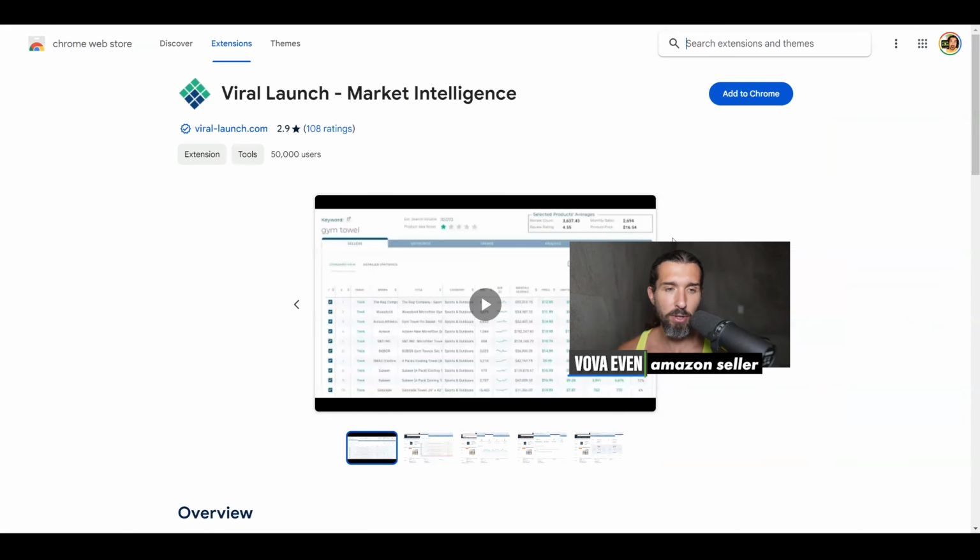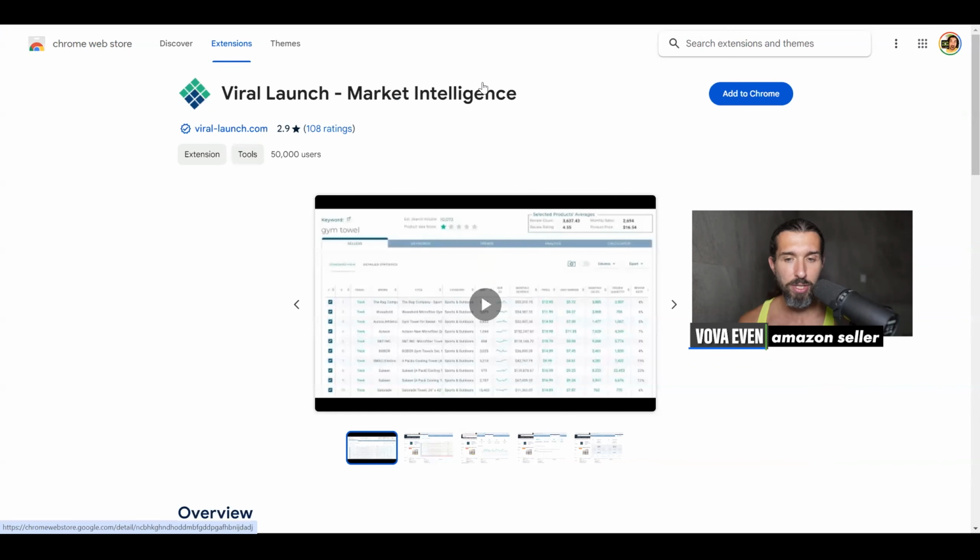Also recently, this third option, the one by Viral Launch, is back in the game. They were kind of absent, and maybe after Casey, the Beanie CEO, left, there were some changes. I don't know, honestly, but now they're back in business. They're more active, so you can check out their extension as well, similar to Jungle Scout. As you can see, way fewer users, maybe because they're just getting back into the game now.